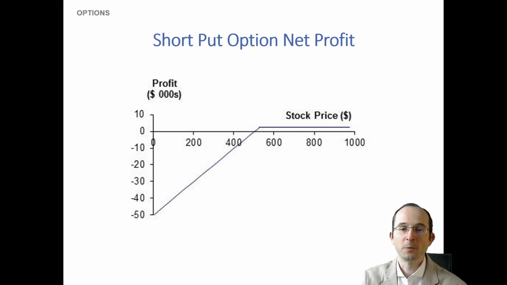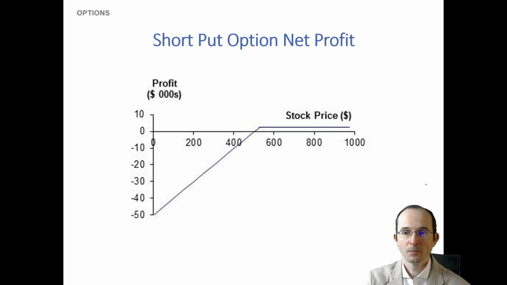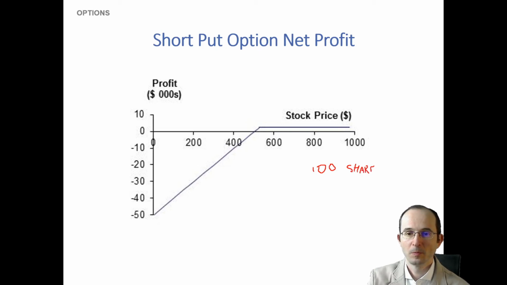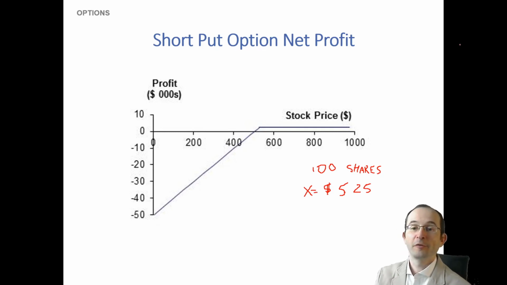Well, let's say what we do is we sell a September option. Remember, each option is going to be, again, for 100 shares. And the strike on this option is $5.25. So we have given somebody else the right to sell us 100 shares of Google for $5.25 per share.